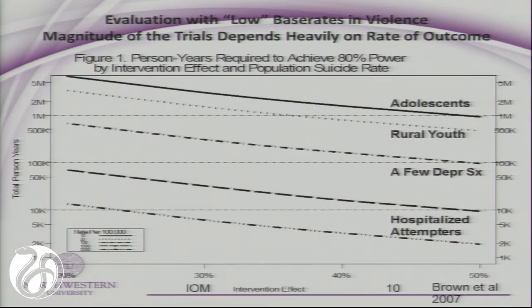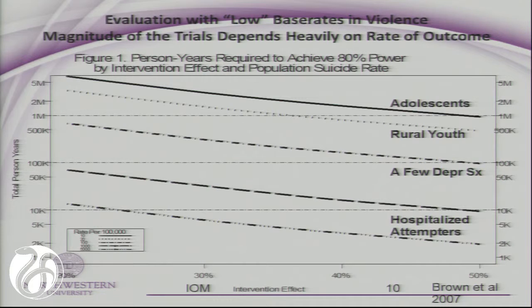Some of the programs that we're looking at in here have really major challenges. Here's one of the issues: the rate of the behavior that we're looking at really affects the size of the trial. If you look at suicide rates, you'll see that in adolescents, the rate is still pretty small comparatively to other groups, such as rural youth, who have about 3 times the rate. Those with depressive symptoms and hospitalized attempters have much larger prevalences of suicide. I'm talking about completion of suicide in here.